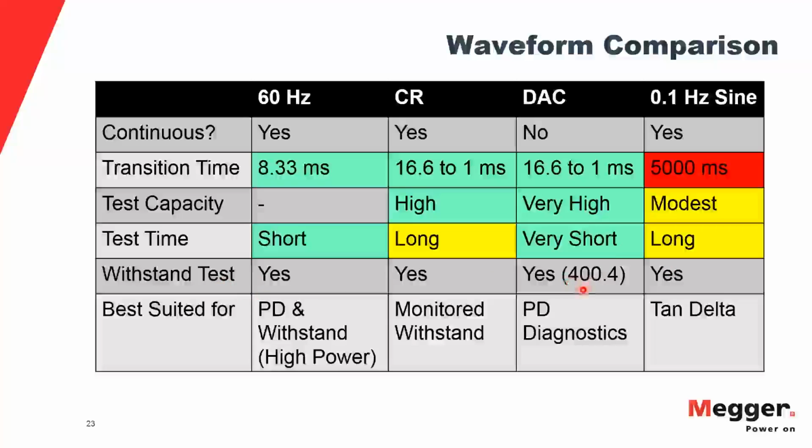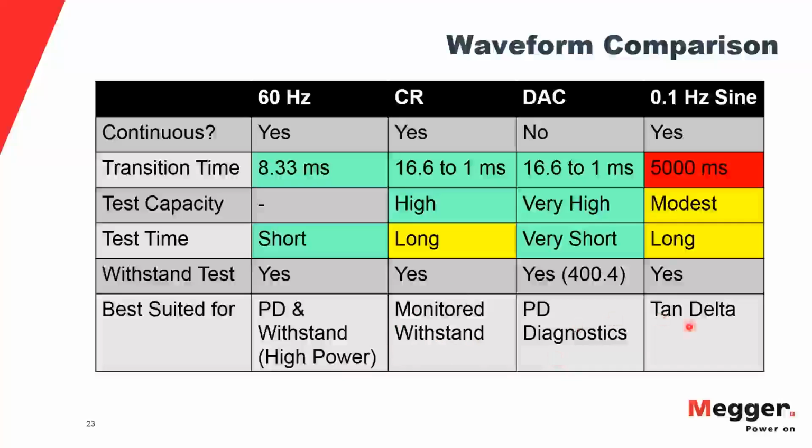When we're talking about PD testing, our test time, we can do a very quick test with 60 hertz and damped AC because they oscillate very quickly. With cosine rectangular and with sine, we only get information once every 5 seconds. So we can only do our measurement once every 5 seconds. It takes a little bit longer to do those. We can do withstand testing with all of these waveforms, although damped AC is defined withstand testing in IEEE 400.4. It's done a little bit differently than with these continuous waveforms.